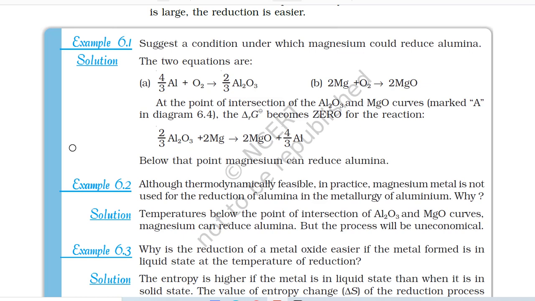At the point of intersection of the Al2O3 and MgO curves, marked A in diagram 6.4, the ΔrG0 becomes 0 for the reaction 2/3 Al2O3 plus 2 Mg gives 2 MgO plus 4/3 aluminium. Below that point, magnesium can reduce alumina.